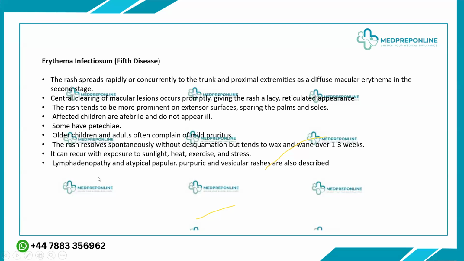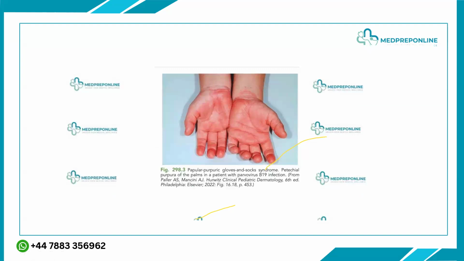Some can have petechiae, and some can have mild pruritus. The rash resolves spontaneously without desquamation but tends to wax and wane over 1 to 3 weeks. It can reoccur with exposure to sunlight, heat, exercise, and stress. Lymphadenopathy and atypical papular, pruritic, and vesicular rashes are also described. लेकिन हमने basically इसके typical rash को ही याद रखना है.